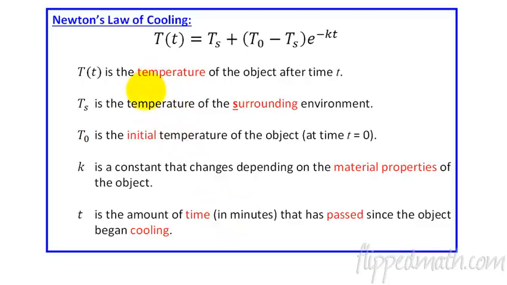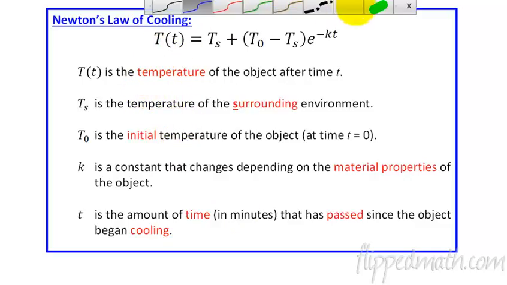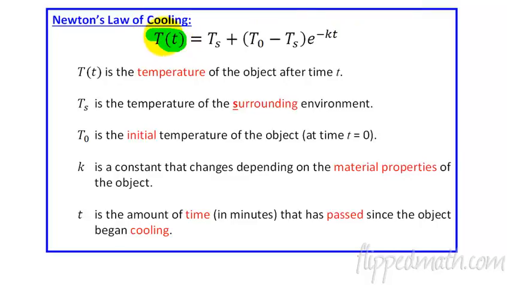I tried to make this as easy as possible for you in your notes, so you just have to fill in some blanks. This left side over here represents the temperature of some object after time t. So get that filled in. T sub s, the s stands for the surrounding environment. That's the temperature of the room that the object is in, or outside if the object's outside. Then T naught, this little sub-zero right here, is the initial temperature of the object when no seconds, or minutes, or hours, whatever we're dealing with, have gone by.